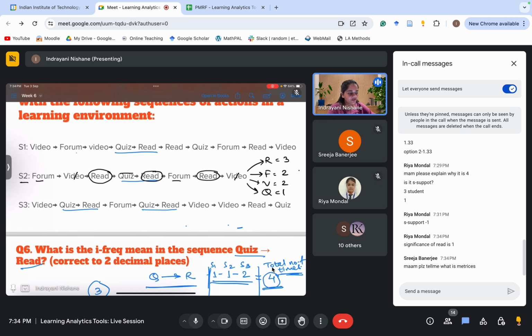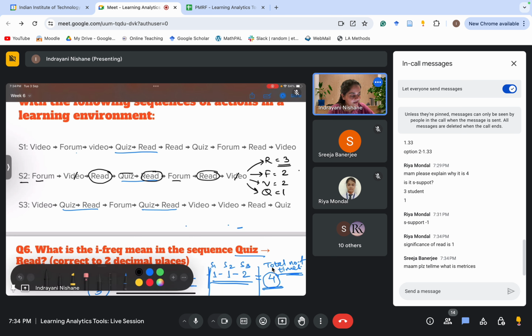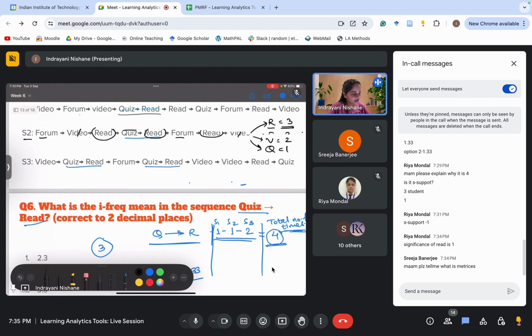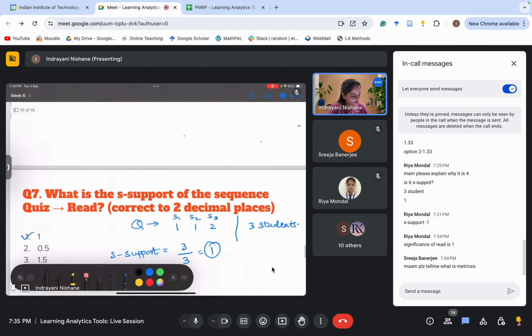So for significance, it is relative frequency. For relative frequency, we will consider the action which has occurred the most number of times. So here, when we counted the frequency of every action, we found that read has occurred the most number of times, that is thrice. Yeah. So let us write this down here for this question.